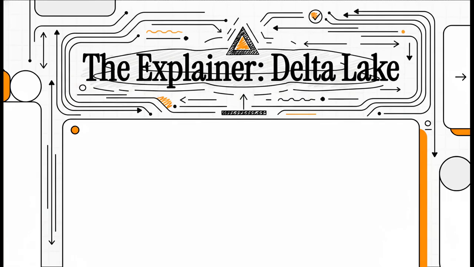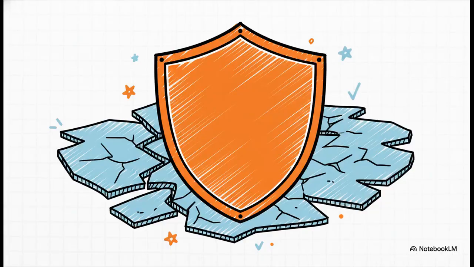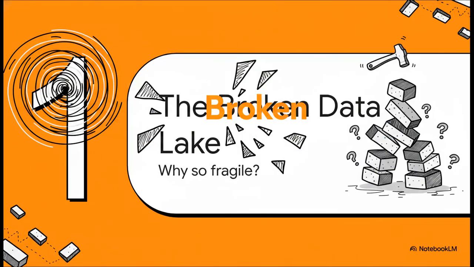All right, let's talk about one of the biggest headaches in big data and the technology that's stepping in to fix it, Delta Lake. I'm just going to say it. Data lakes break easily. And Delta Lake? Well, that's what fixes them. So why are they so fragile? What's going on under the hood that makes them so unreliable? Well, it boils down to a few really big problems.